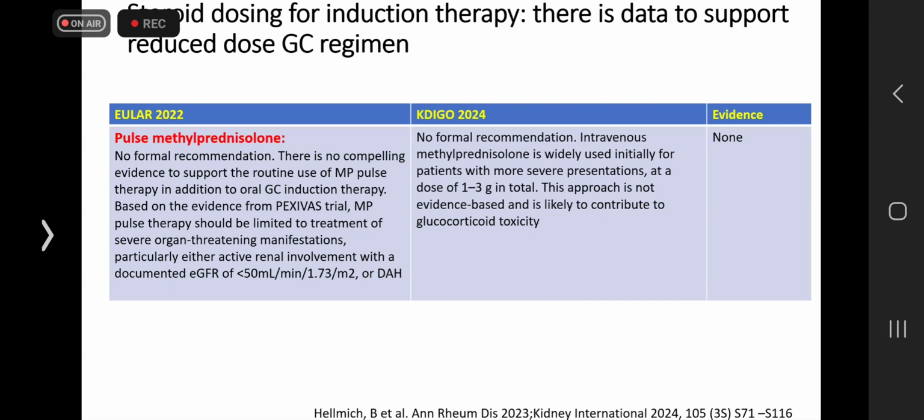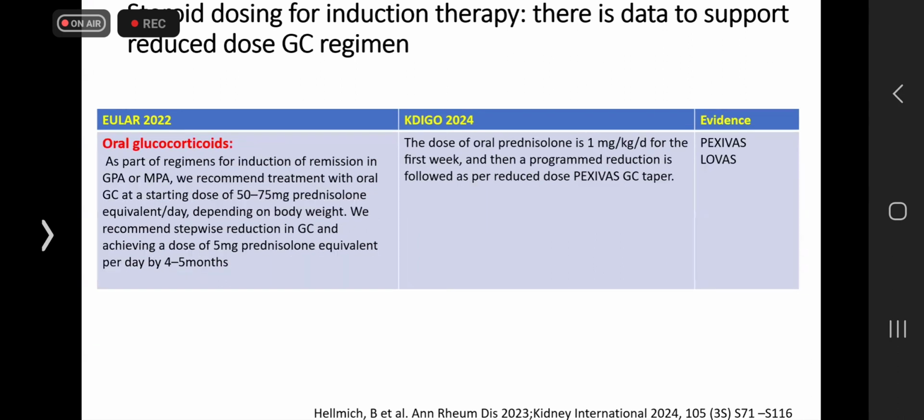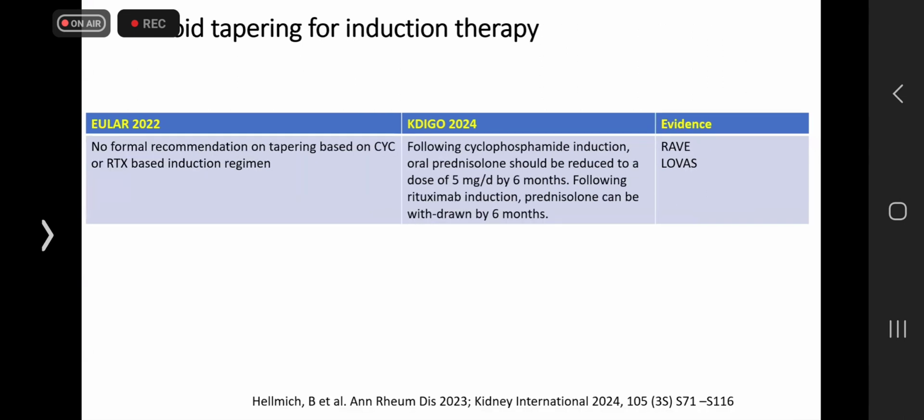KDIGO 2024, also there is no formal recommendation, but it does mention that intravenous methylprednisolone is widely used initially for patients with more severe presentation at a dose of 1 to 3 grams in total, and again notes that the approach is not evidence-based. Coming to oral glucocorticoids, both the EULAR 2022 and KDIGO 2024 recommend using the reduced dose PEXIVAS protocol for the oral prednisone dosing, and I will go over the PEXIVAS trial in a minute.